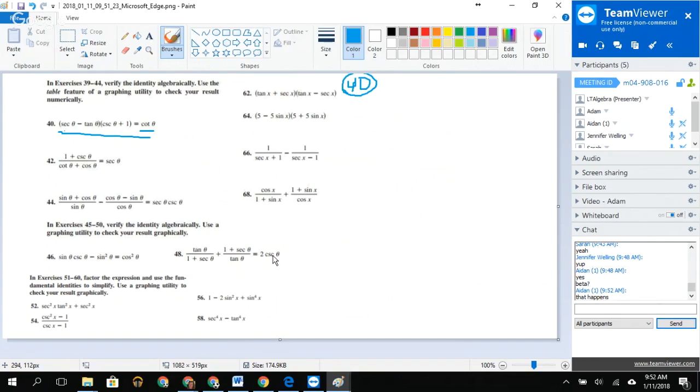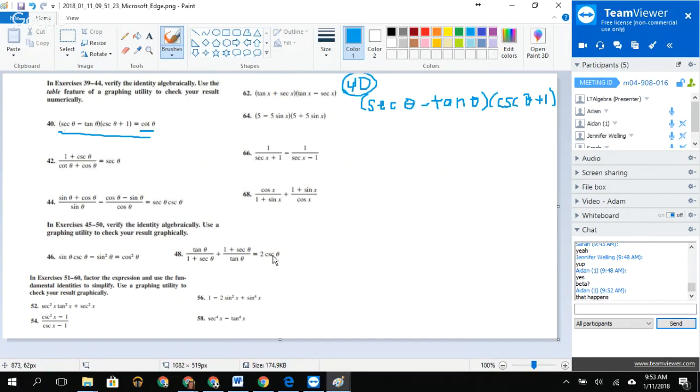Number 40 has the secant of theta minus the tangent of theta. I'm basically working with the left-hand side to make it look like the right-hand side. They already tell you it's true, but you have to figure out how to get from one to the other. The first thing I'm going to do is convert everything into cosine, sine, and tangent, just because that way it's clean when I do my multiplication.